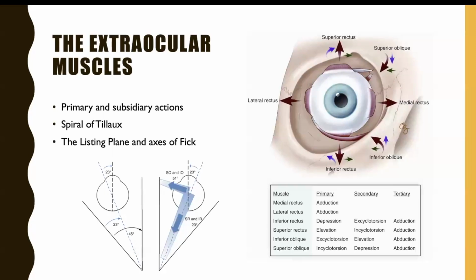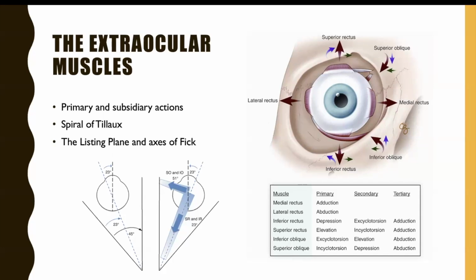Talking about extraocular muscles, most people watching this tutorial are going to be well accustomed to how the muscles work and where they sit on the eye. But for your exams, it's always useful understanding what the primary action of a muscle is versus the secondary or tertiary actions. The spiral of Tillaux basically describes how close to the limbus your four recti are.